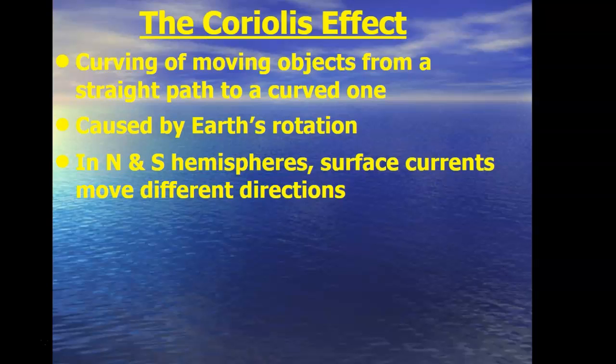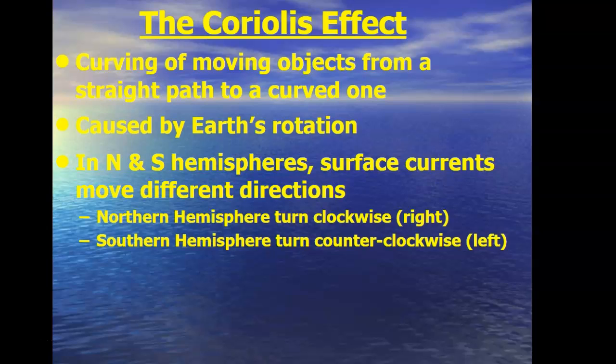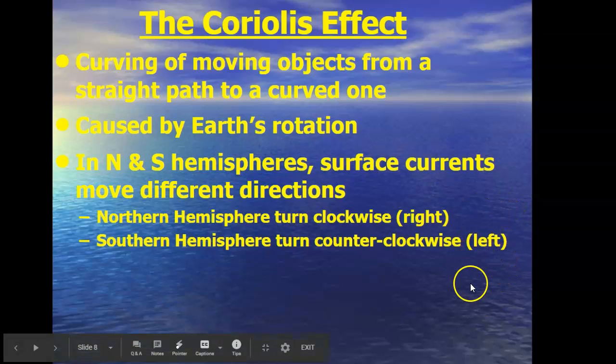In the northern and the southern hemisphere, surface currents move in different directions, depending on which hemisphere they're traveling in. In the northern hemisphere, these currents turn clockwise or to the right. In the southern hemisphere, these currents turn counterclockwise or to the left. So the patterns in the northern hemisphere would be clockwise, as you see my cursor moving, or in the southern hemisphere, they would be counterclockwise, as you see my cursor moving.